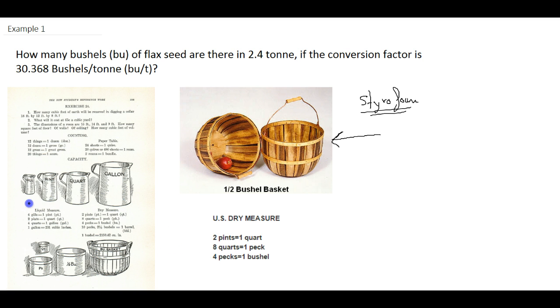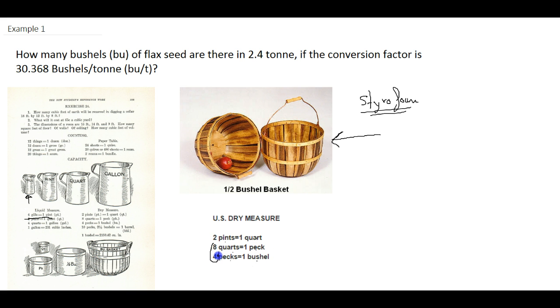And just to give us a sense of the volume, here's a really old sheet, and I've never even heard of a gill. 4 gills make a pint. Well, a gill has got to be half a cup then. But anyway, going on to what we've got here, the US dry measures: 2 pints in a quart, 8 quarts in a peck, 4 pecks in a bushel.